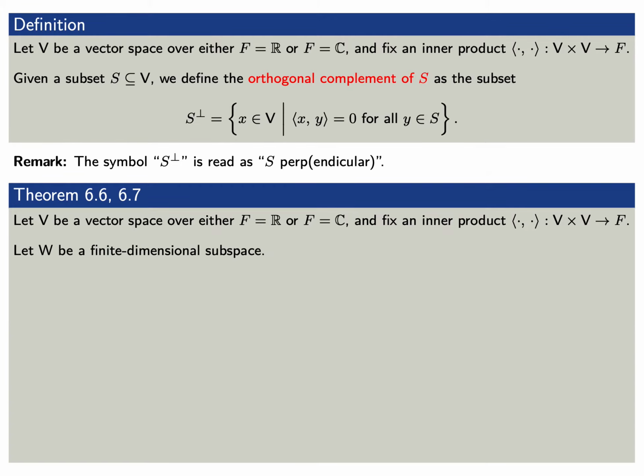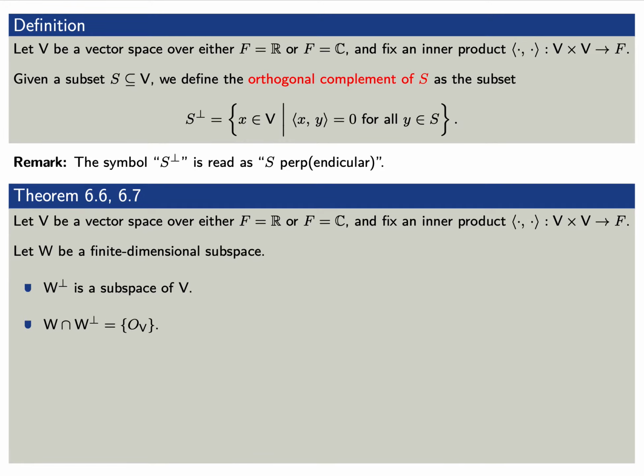We have a few statements we'd like to make. Let's say that W is any finite dimensional subspace of our vector space V. First, W perp is also a subspace of V. Second, W and W perp only intersect at one point, namely the origin.